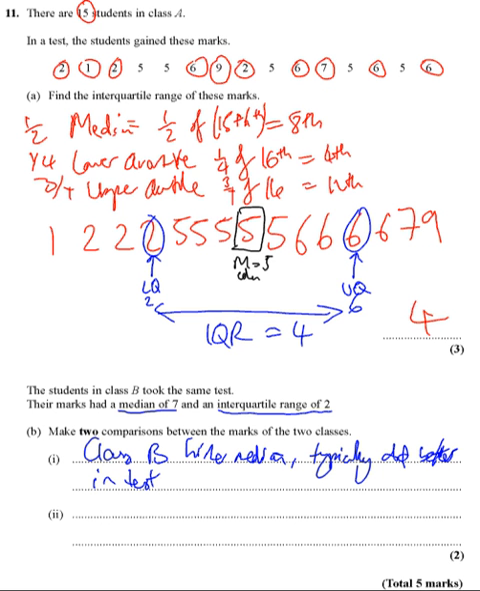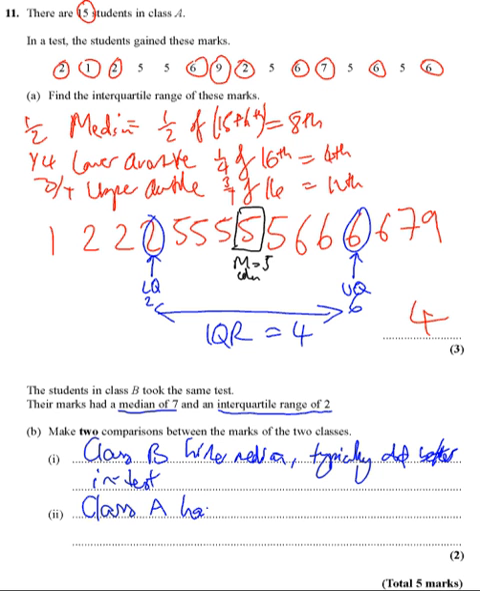What does interquartile range tell us? Well, interquartile range tells us the difference between the values for the student that was a quarter way along and 3/4 of the way along. And the bigger that is, the more spread out the data is. So the higher the interquartile range, the higher the spread of values. So which one's got a higher interquartile range? It's class A.